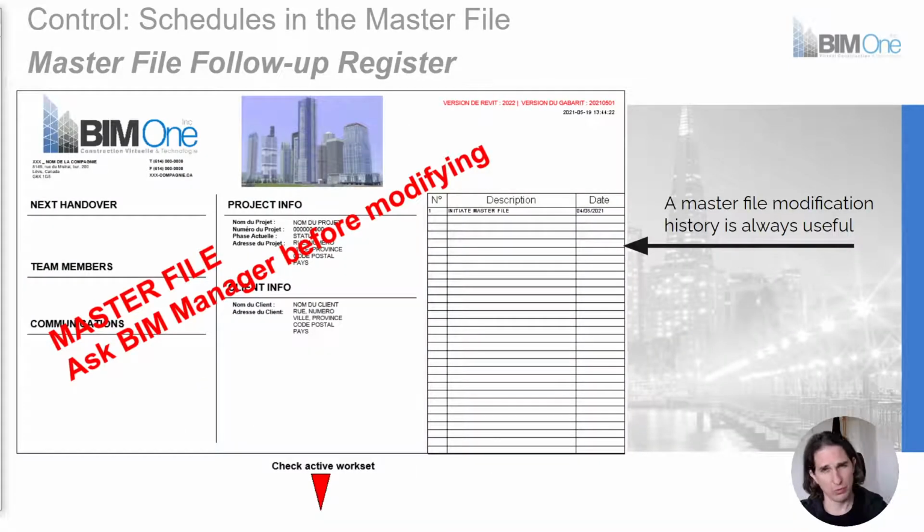Another control sheet, if you're using a sheet as your starting page, which is kind of common right now: in a sheet you can put some title blocks, and in the title blocks you can include a revision schedule, which is actually useful, because you can use it as a register on your start page to input all the modifications that you're going to be doing in your master file. So that's a good place and a good way to keep the history of your file.